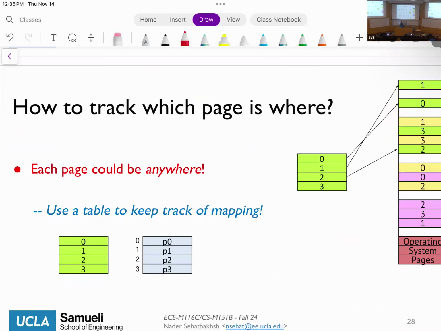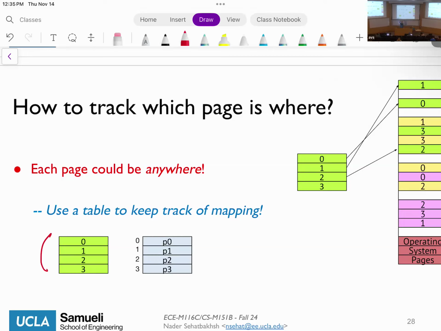So essentially what we're going to do is that for each program, we're going to have a table, and this is what we call a page table, which basically stores the beginning of each page, okay? So for example, if my program has 4 pages, what I need to do is have a table of 4 entries, and within those entries, I'm going to have the pointer to the beginning of the page. That's all I need, right?